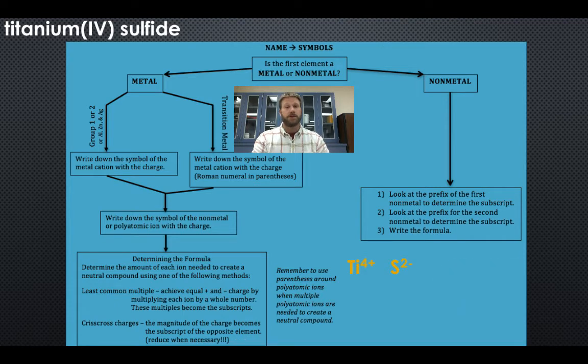You can also crisscross here, but you've got to be careful. If you crisscross your charges to make the subscripts, then you'd get Ti2S4. That would be wrong. You have to reduce that. Reduce the subscripts to the lowest ratio, and you get TiS2, just like you're supposed to.